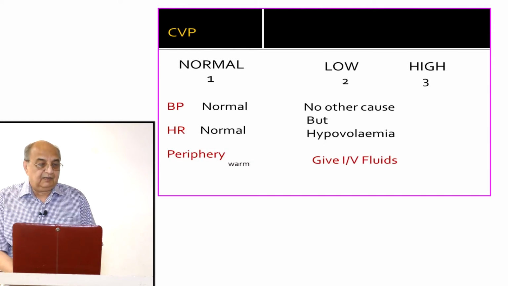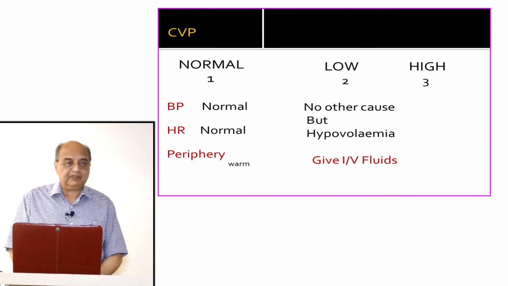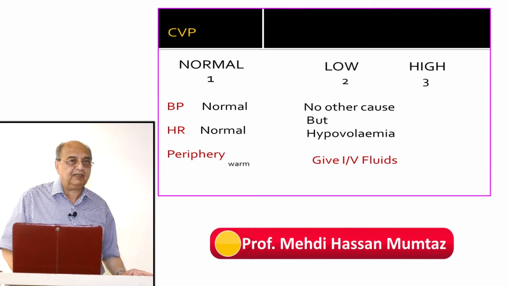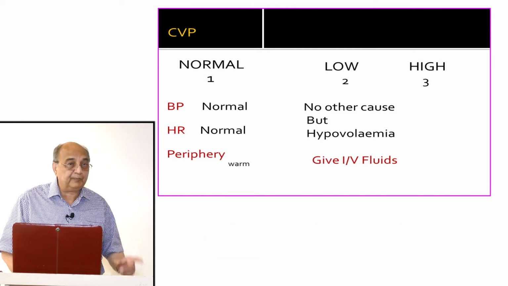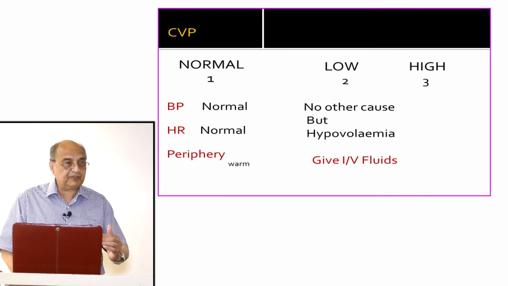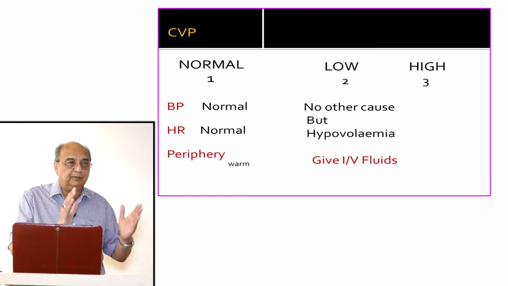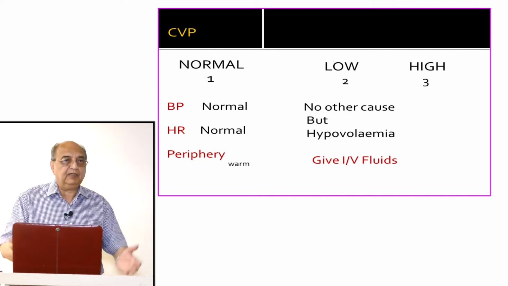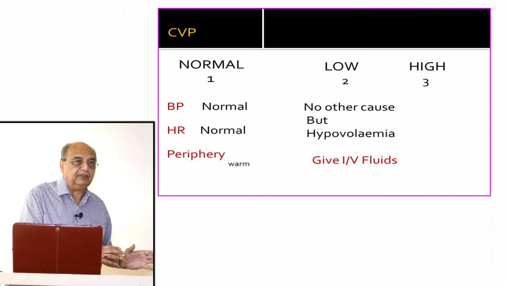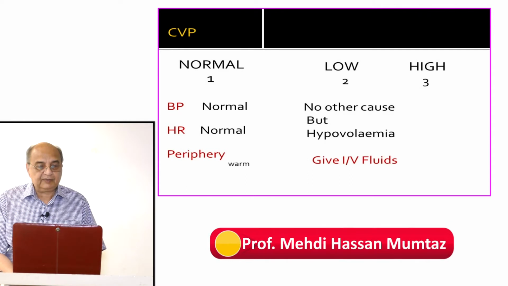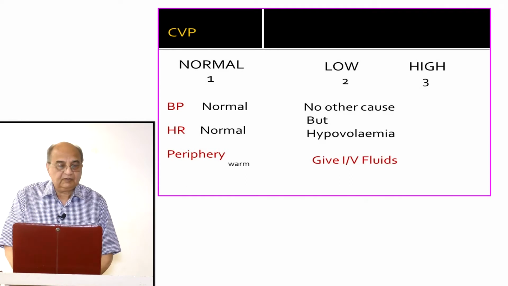Now, normally, when you say the central venous pressure is normal, then you will have to look at the blood pressure, the heart rate, and the peripheral temperature. If the blood pressure is normal, heart rate is normal, and periphery is warm, and the central venous pressure is within the normal range, it means it is a normal central venous pressure. Now, if the central venous pressure is low, there is no other cause.